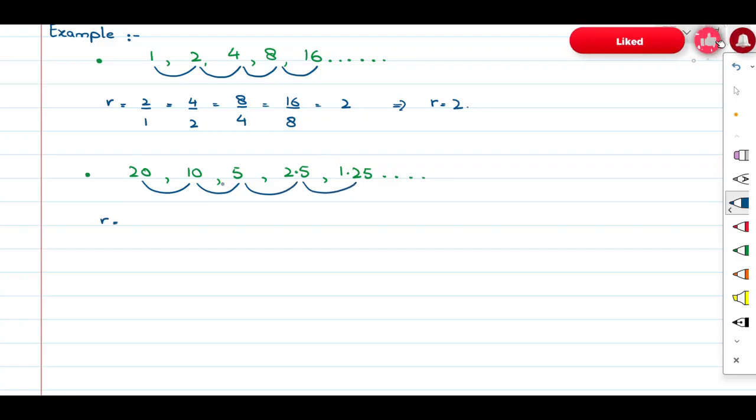So 20 and 10, this is 10 by 20, which is 1 by 2. Or 5 over 10 is again 1 by 2. 5 times 1 is 5, 5 times 2 is 10. 2.5 divided by 5 is also 1 by 2. And 1.25 divided by 2.5 is also 1 by 2. So everything is 1 by 2. So the common ratio is 1 by 2.